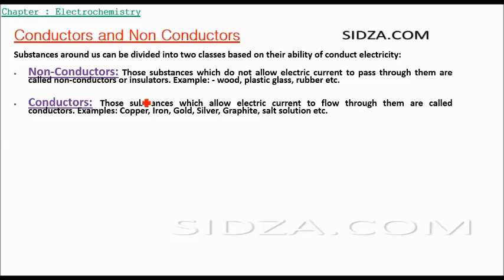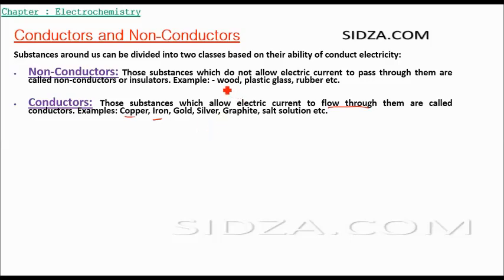Hi students, now in this video we will discuss the conductors and the non-conductors. Conductors are those substances which allow the current to flow through them, like copper and iron. These metals, if you apply the electrode potential here, the current will flow through these substances.